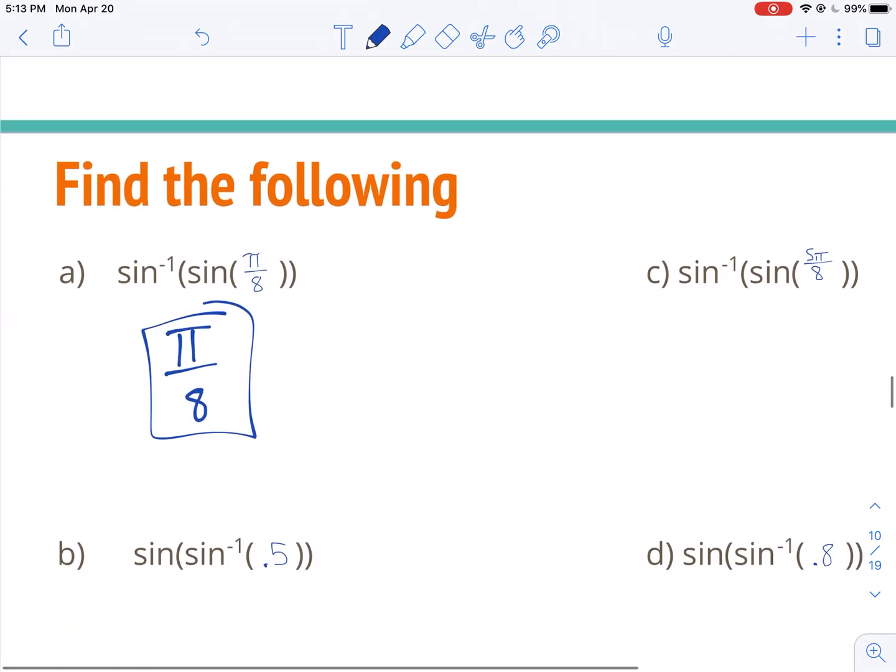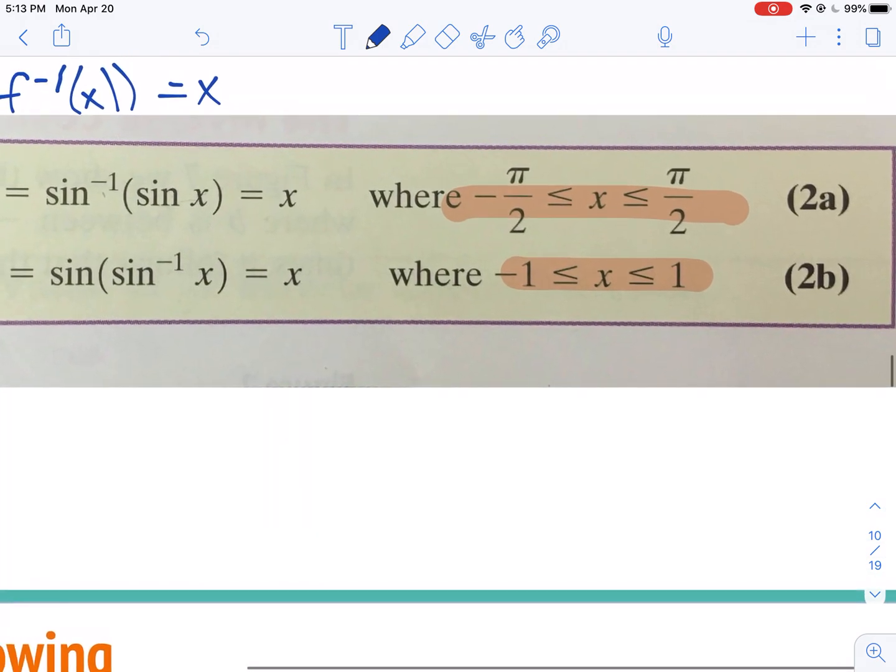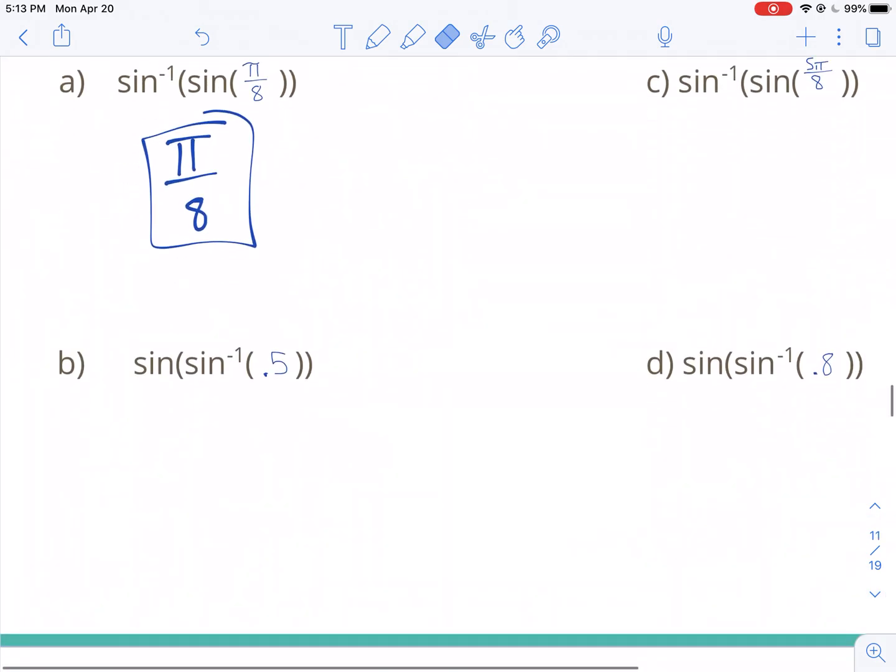Just like for b, I'm going to look at b. I'm asking for the sine of the sine inverse of 0.5. 0.5 exists right here between that -1 and 1 because I'm talking about something where my sine inverse is on the inside. So I come down here and I say, all right, that means my answer is 0.5.